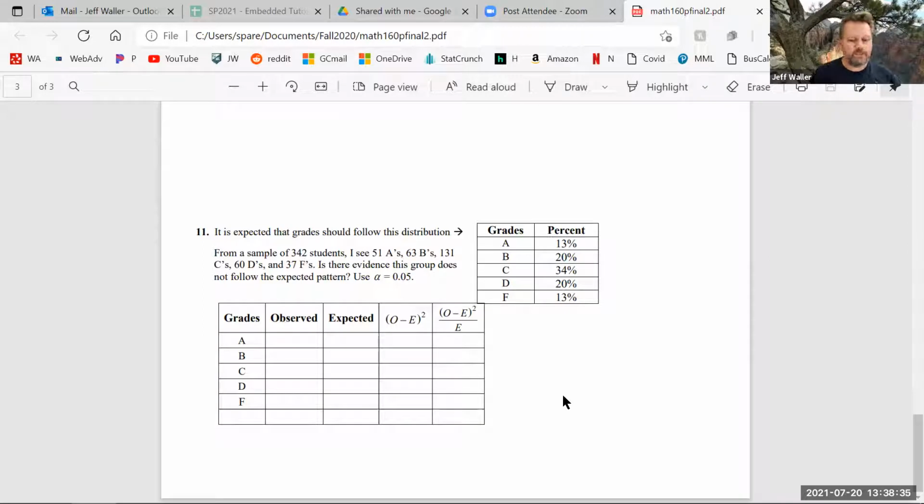This one is going to be a little bit grosser. I think I'm going to show you how to do this in the calculator. That might be a good idea. So let me let you guys do this. What are you going to put in this column here?